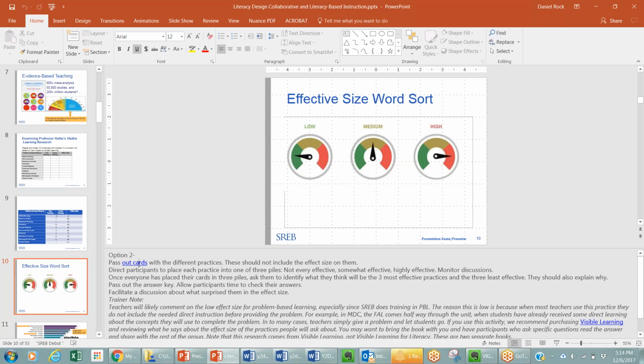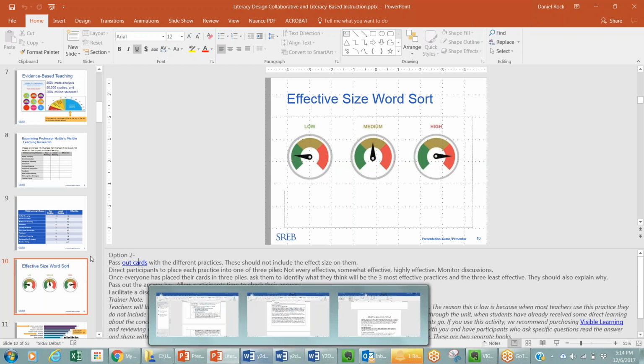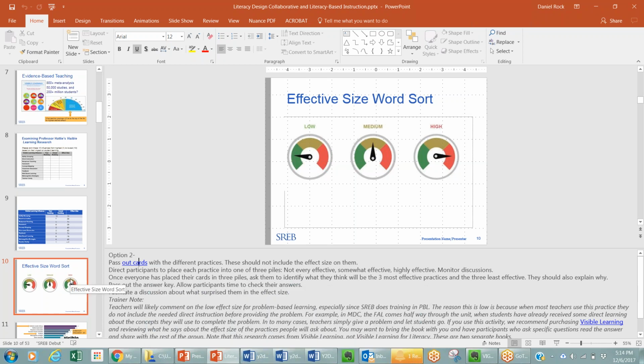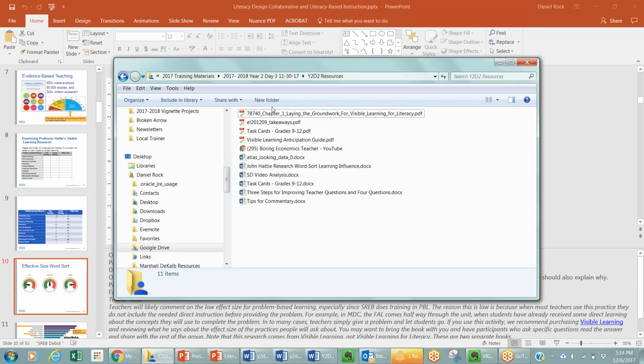And then you give them the answer key, and you discuss why certain things are where they are. Again, I keep saying this, but having that book with you helps if you get stuck, because the activity itself is right in here. It's not task cards, grade 9 to 12.